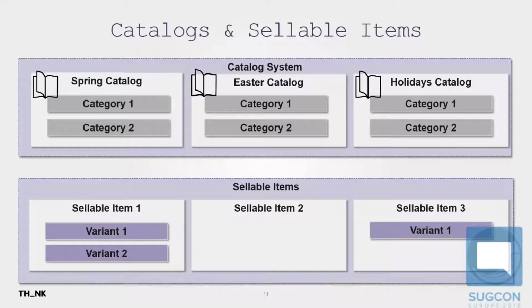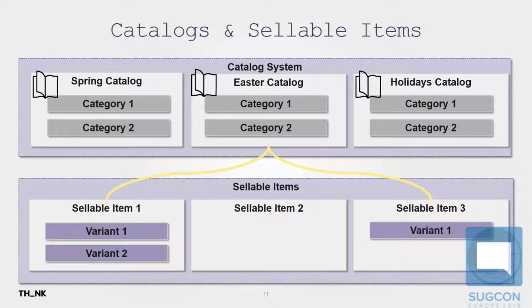As an example, we have different catalogs: a spring catalog, an Easter catalog, and a holiday catalog. Maybe they contain multiple categories. Let's say you are selling a TV, with an HD variant and another variant. You have sellable item 2, which is just the sellable item itself without any variants, and sellable item 3 with variant 1. On the spring catalog you can have sellable item 1 with both the variants and sellable item 2. That's what you're selling in your spring catalog during the springtime.